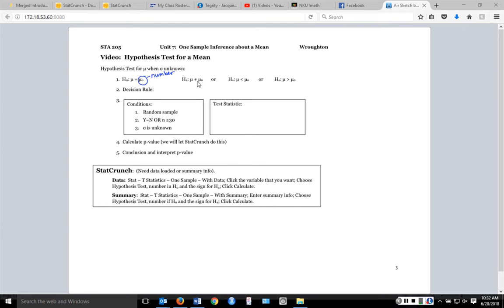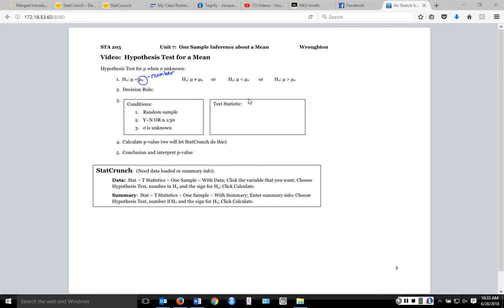Are we trying to see that the mean is different from 20? Are we trying to see that the mean is less than 20? Or are we trying to see that the mean is greater than 20? Or possibly phrased as, has the mean changed? Has the mean decreased? Has the mean increased? There are different ways we could phrase that, but we're going to read that in our problem to figure out which sign we will choose there.